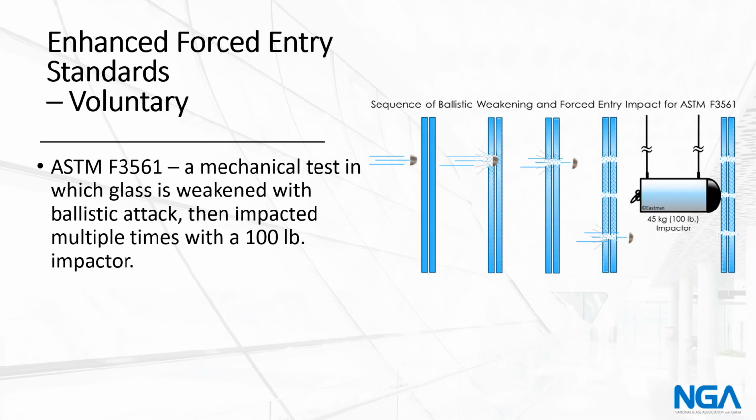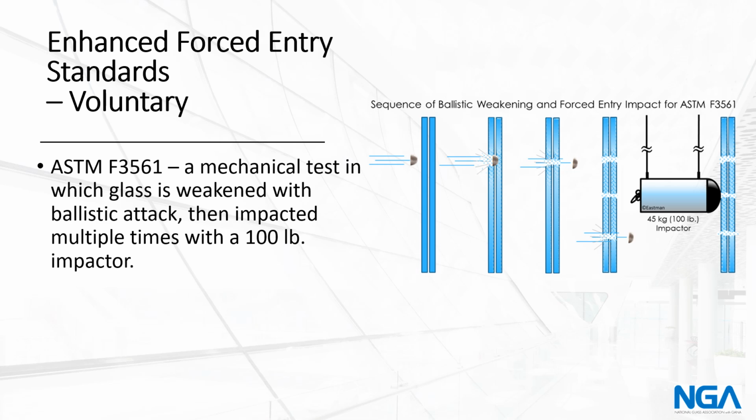The Enhanced Forced Entry Voluntary Standard is ASTM F3561, which is a mechanical test in which glass is weakened with a ballistic attack, then impacted multiple times with a 100-pound impactor. Please note that products in this category are intended to meet the requirements for forced entry resistant glazing after being weakened by ballistic assault. They are not designed for ballistic classification, thus the bullets may penetrate the glazing.